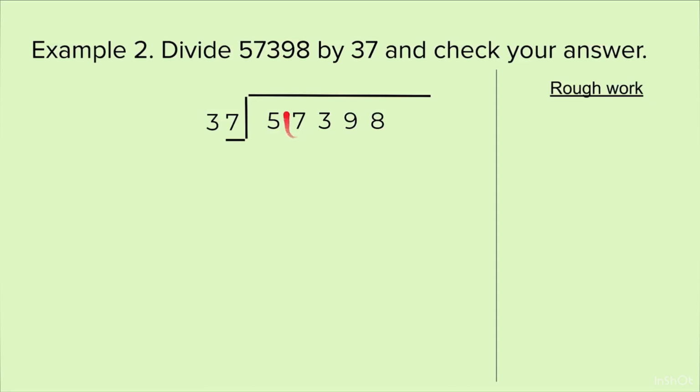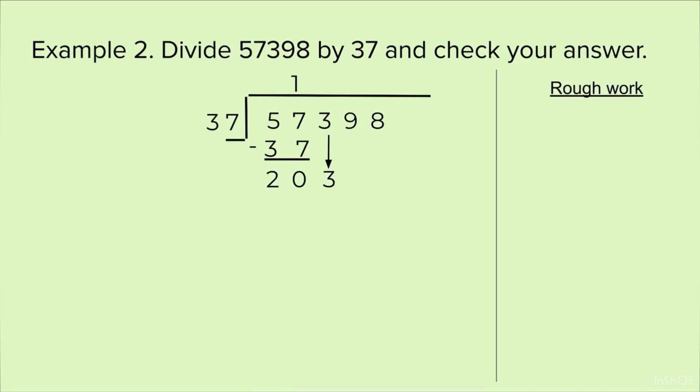Now we can just hide one digit here and see. 3 will go how many times in 5? 3 will go 1 time. We write 1 on top, 37 at the bottom. We subtract, we get 20. Then we bring the 3 down.